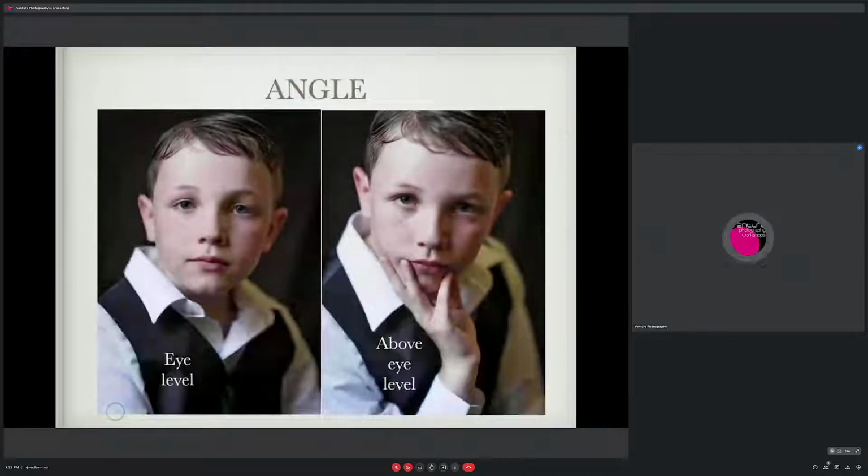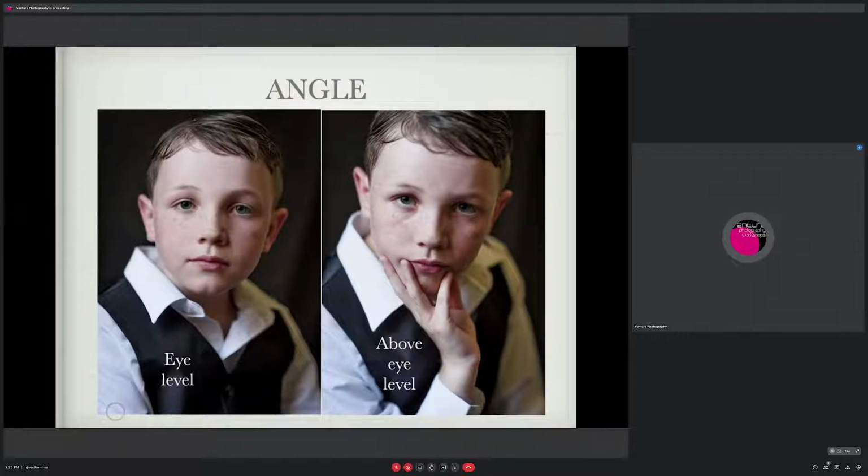So let's look at the angle first. The first one is at eye level. The second one is slightly above eye level. And for me, the second one immediately sets up a closer engagement between the viewer and the subject than the first one. And the reason is this. In the first image, the viewer and the subject are looking at each other as equals. And while we might look at each other as equals, it simply means that no one is feeling superior or more powerful than the other.